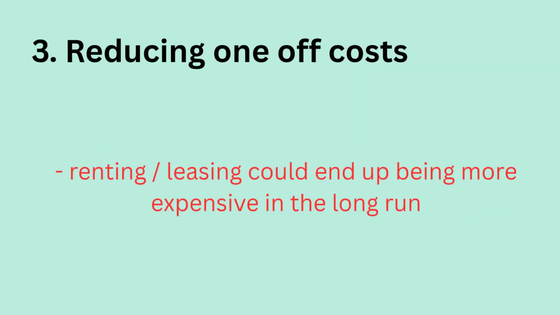Number 3. Reducing one-off cost, which can be done by avoiding buying expensive assets and perhaps leasing them instead. The downside: leasing may avoid expensive purchases, but in the long run it may end up being more expensive.